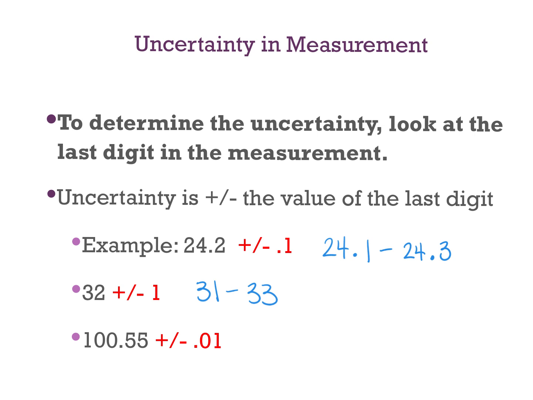The last one is 100.55. What's the place value of this last digit? The hundredths column, right? So your uncertainty is plus or minus 0.01 or 1/100th. So what's 100.55 minus 0.01? 100.54. And then what's 100.55 plus 0.01? So this time, the uncertainty is somewhere between 100.54 through 100.56.